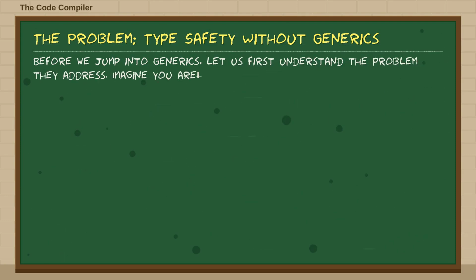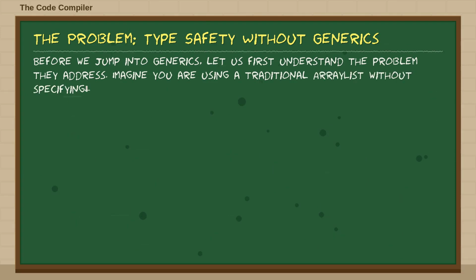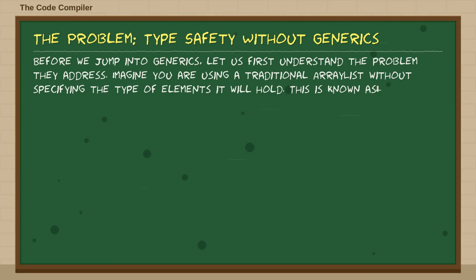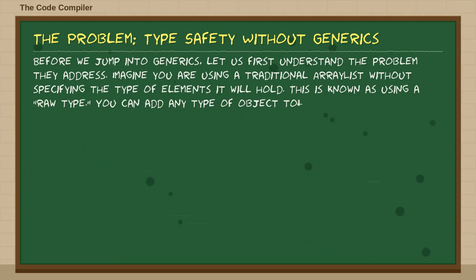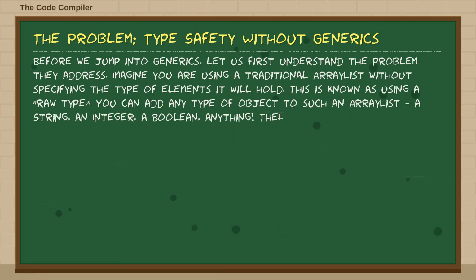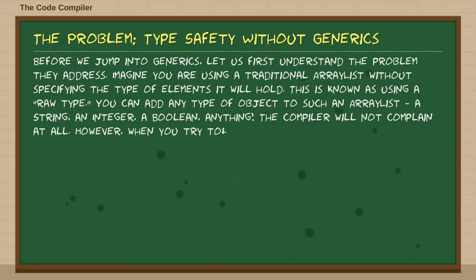Before we jump into generics, let us first understand the problem they address. Imagine you are using a traditional ArrayList without specifying the type of elements it will hold. This is known as using a raw type. You can add any type of object to such an ArrayList, a string, an integer, a boolean, anything. The compiler will not complain at all.